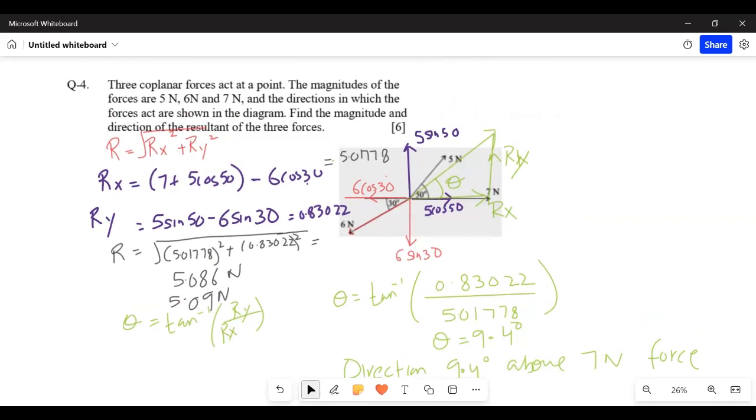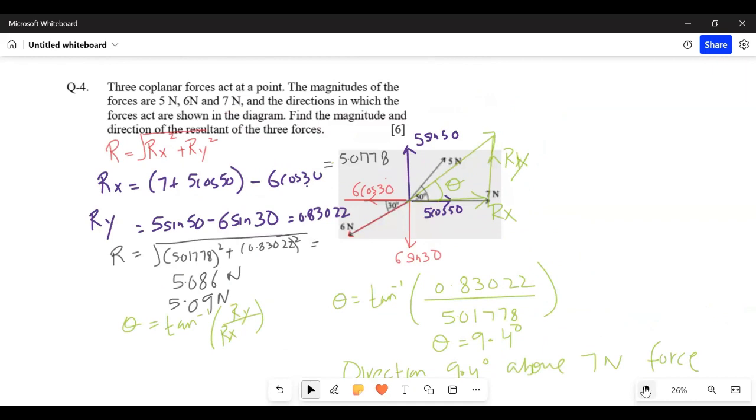If you have questions, please ask now. Okay, question 5 is not a question on resultant forces. I'm skipping it for now. It's actually from the previous topic. Question 6, correct.